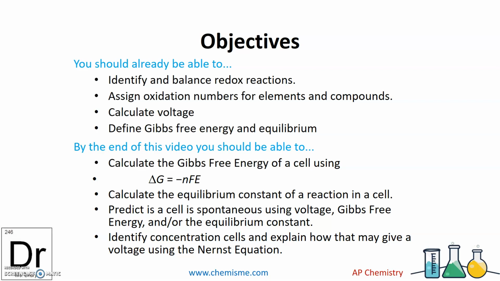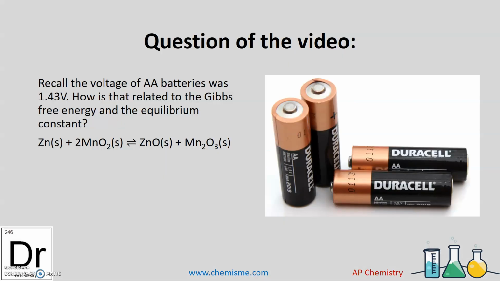But by the end of this video, you'll also be calculating the Gibbs free energy of a cell using delta G equals negative NFE, calculate the equilibrium constant of that cell, and predict if a cell is spontaneous or favorable using those voltages, Gibbs, or equilibrium constant. And last, identify concentration cells and explain why the voltage might not be exactly what's on the reference table using that Nernst equation.